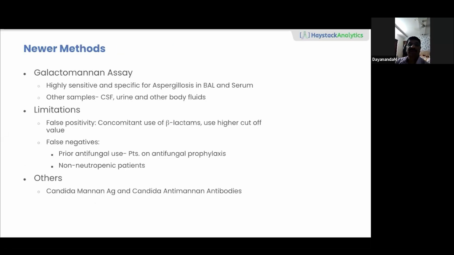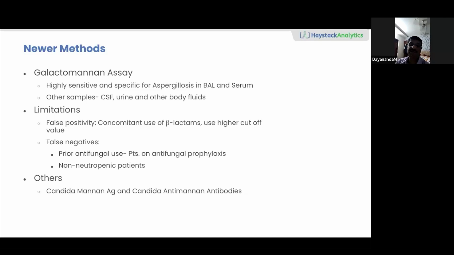Coming to the newer methods, you can go for galactomannan. Galactomannan is highly sensitive and specific for aspergillosis. It cannot detect other fungal infections. It can be sent on blood serum or bronchoalveolar lavage, and other samples like CSF, urine and other body fluids can also be sent for galactomannan assays. A limitation is false positivity if there is concomitant beta-lactam usage, so you need to use a higher cutoff value when the patient is on a beta-lactam antibiotic.